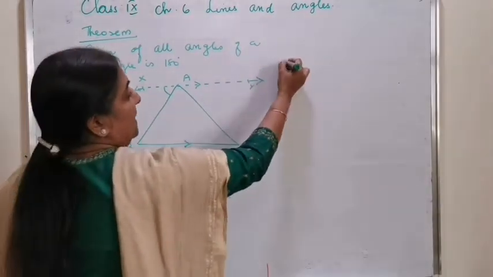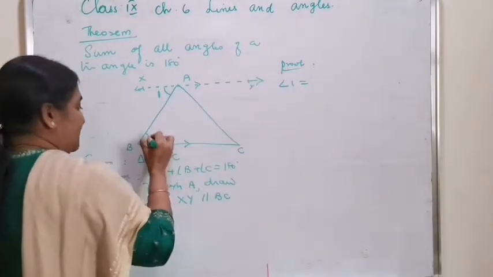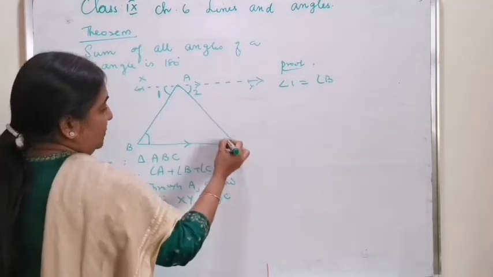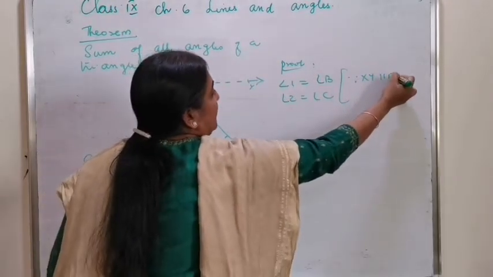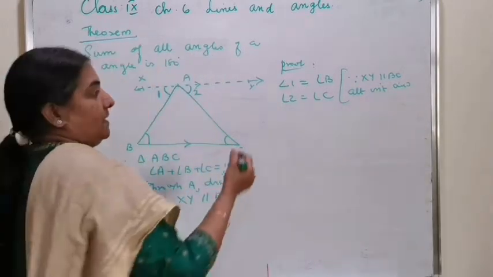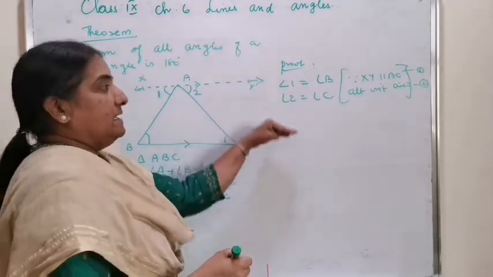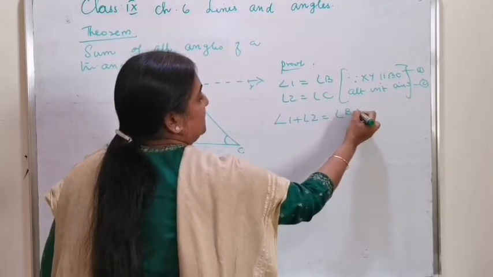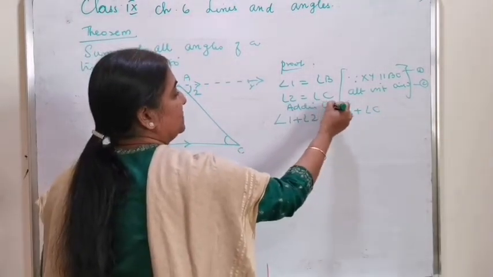So the proof starts with angle 1 is equal to angle B and angle 2 is equal to angle C. Reason, since XY parallel BC, alternate interior angles. You can call it equation number 1 and equation number 2. Adding the left sides and adding the right sides. Angle 1 plus angle 2 is equal to angle B plus angle C. Adding equations 1 and 2.